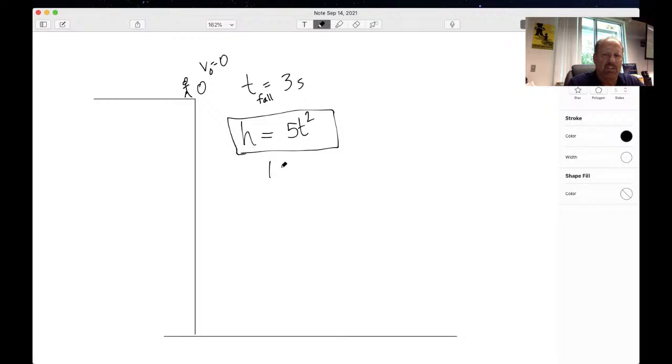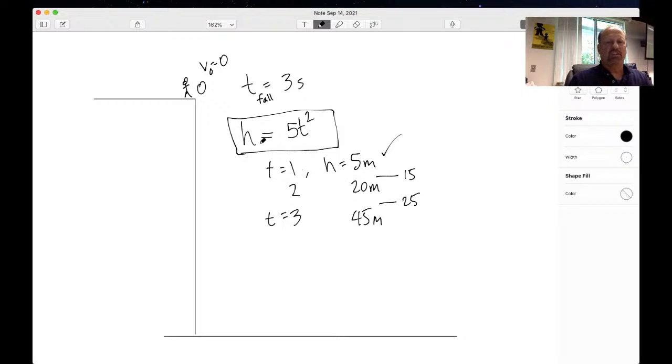If it falls for 1 second, t equals 1, then height is 5 meters. If t is 2, 2 squared is 4 times 5 is 20 meters. If the time is 3, 3 squared is 9 times 5 is 45 meters. So in the first second it falls 5. In the second second it goes from 5 to 20, it falls 15. In the third second, the difference between these two is 25. Et cetera.